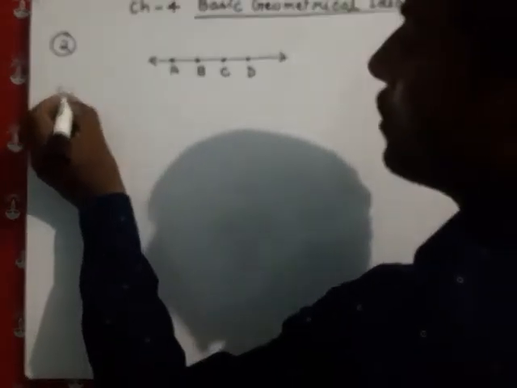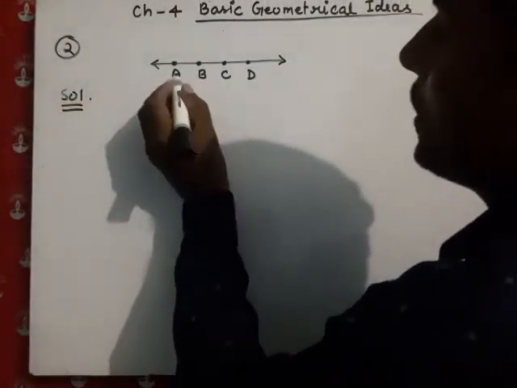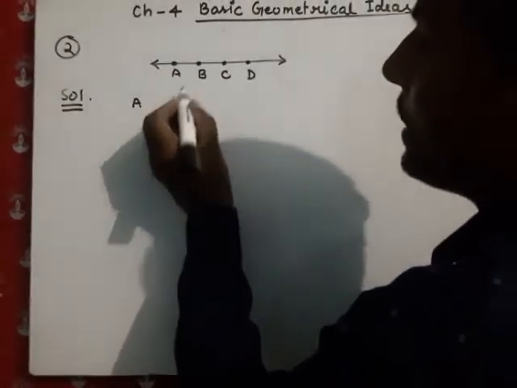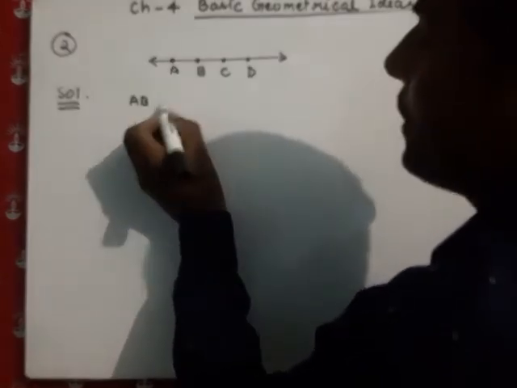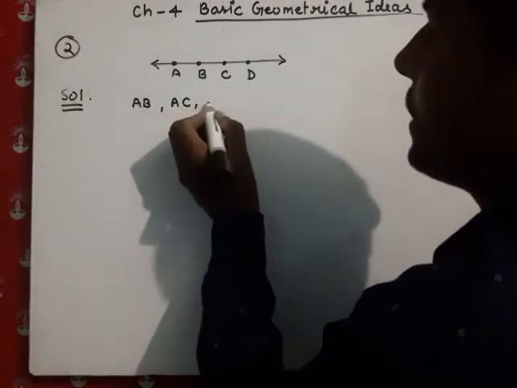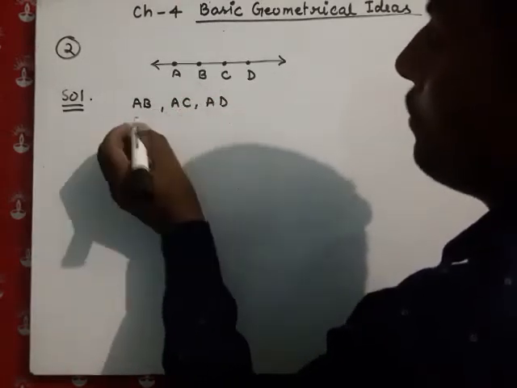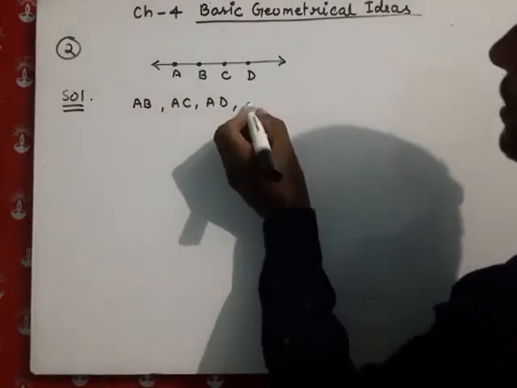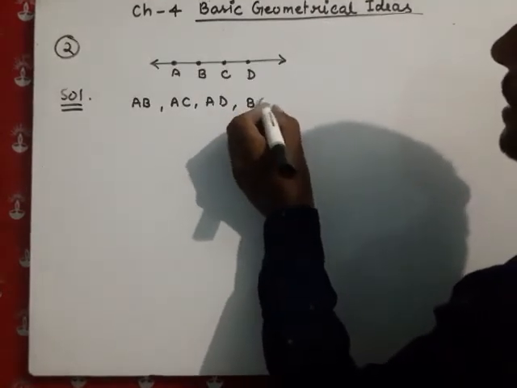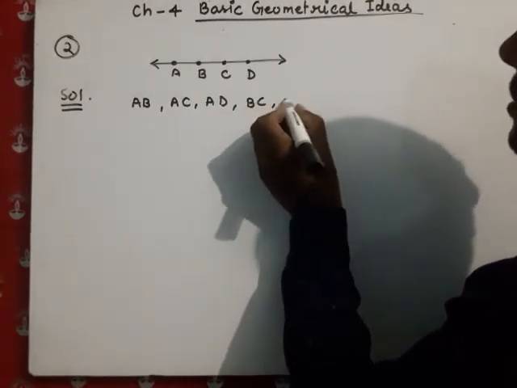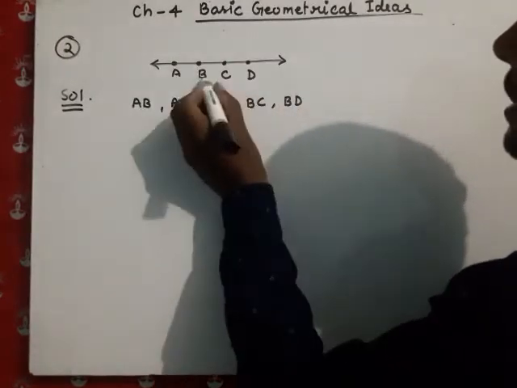So here I am writing the solution. What will be the solution? First we will take the point A as common. So it becomes AB, AC, AD. Okay. Now we are going to the point B. So it becomes BC, BD and BA.